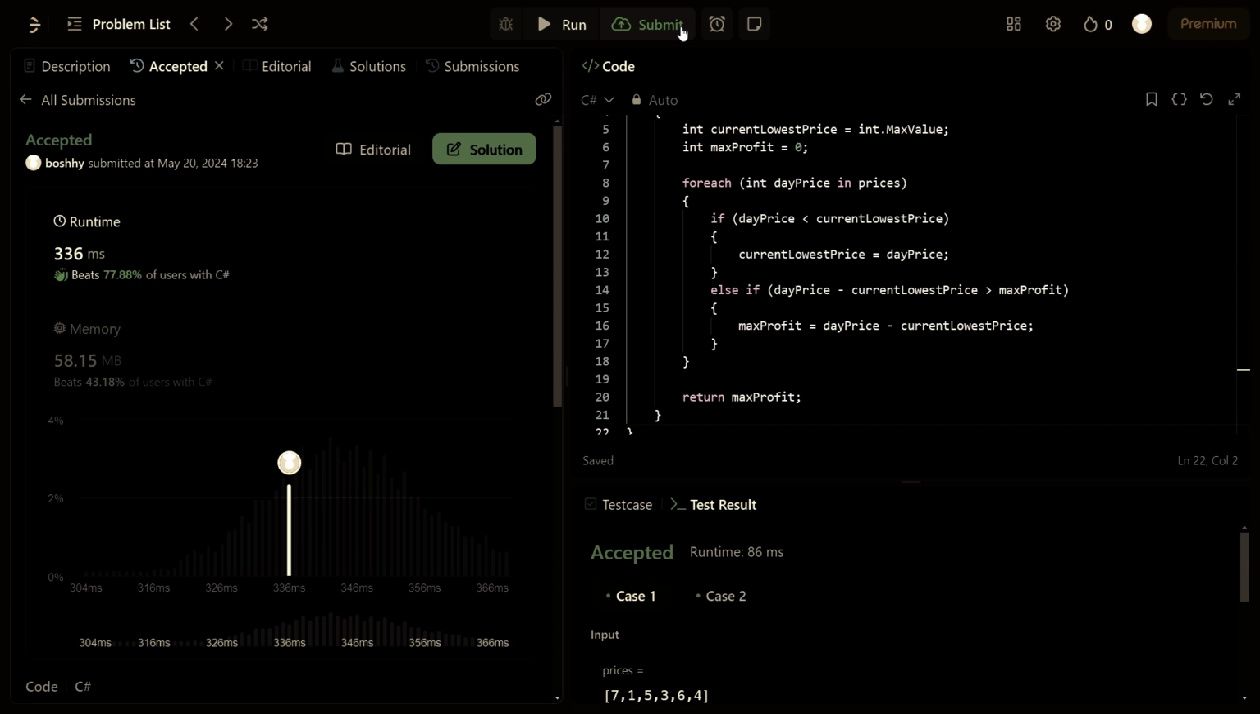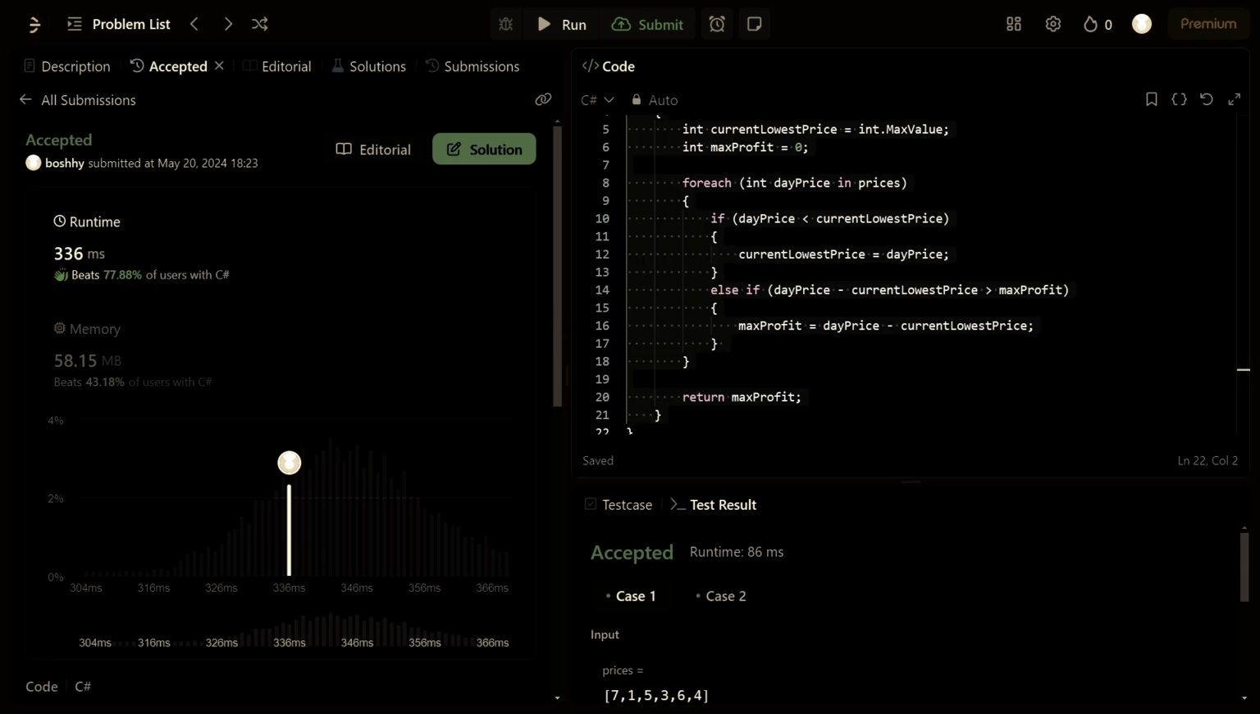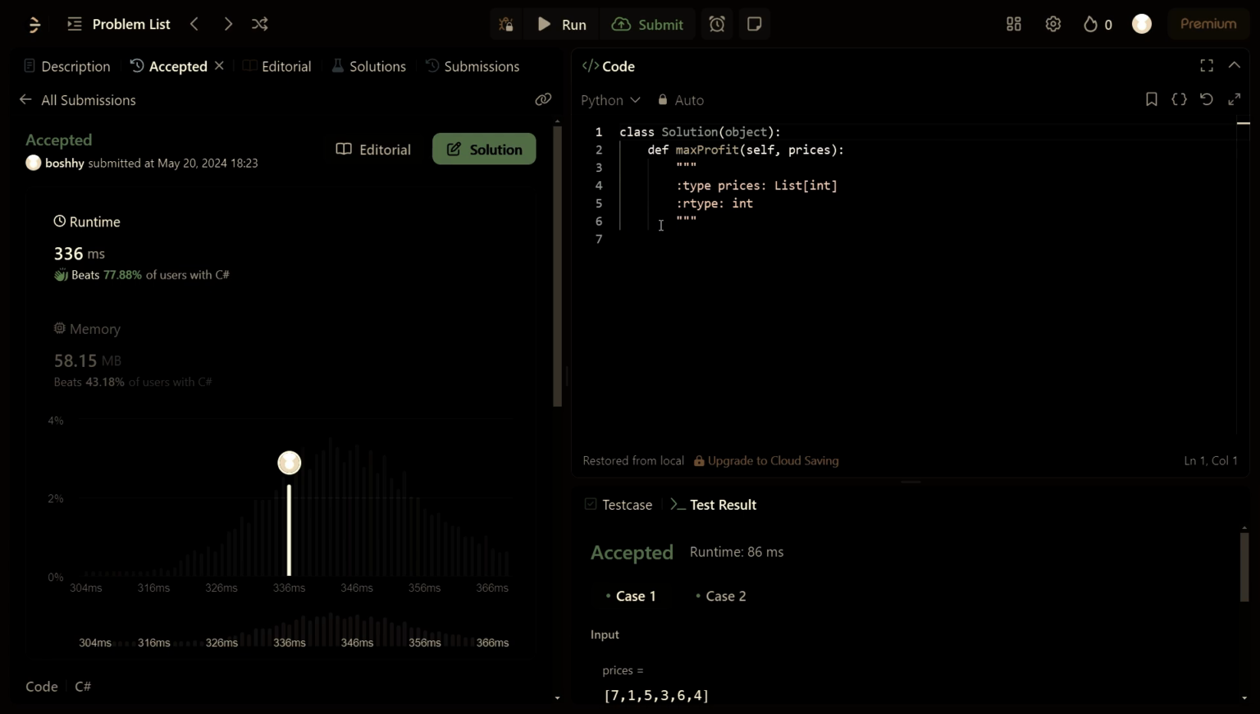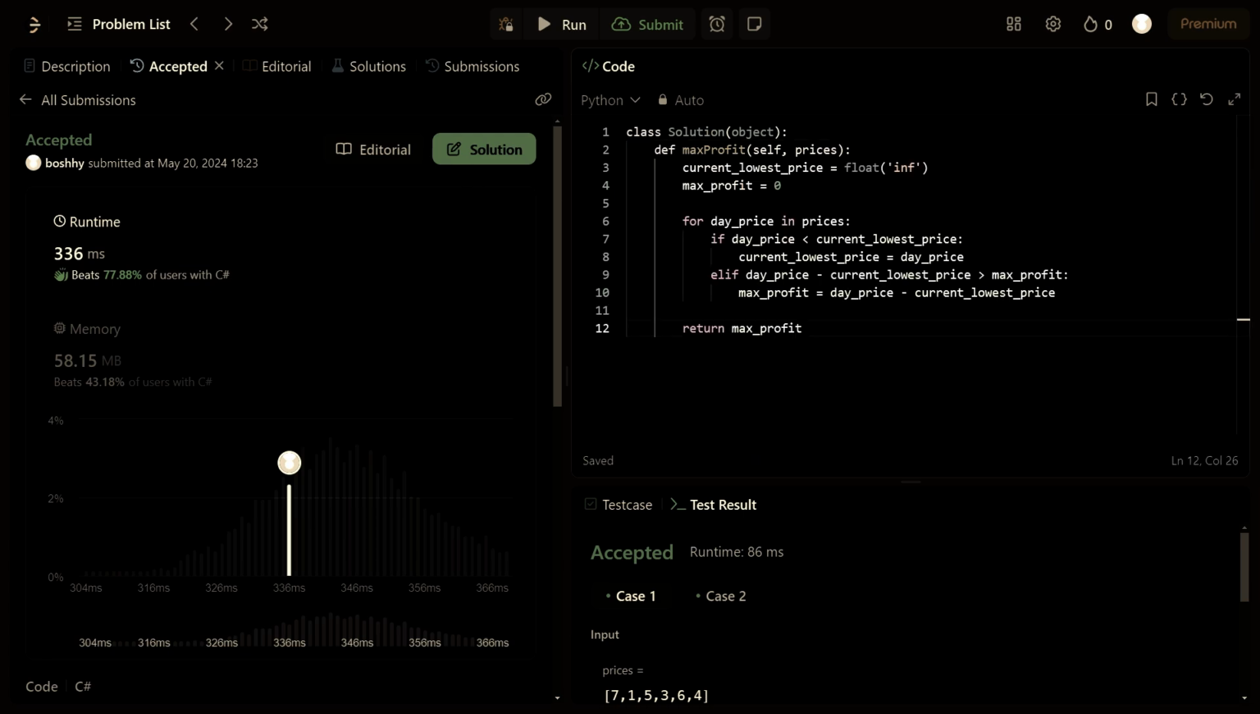Let's go ahead and do the same for Python. I'm going to come over here, go to Python, and paste it in. For infinity in Python, it's just float infinity, so that's set to the current lowest price like we did in C#. For max profit, it's just set to 0. For day price in prices, we go through each price. If the price is lower than the current lowest price that we've seen, we update it, just like we did in C#. Else, if we sold today, is it bigger than the max profit that I currently have? If it is, we update the max profit. At the very end, we return the max profit.